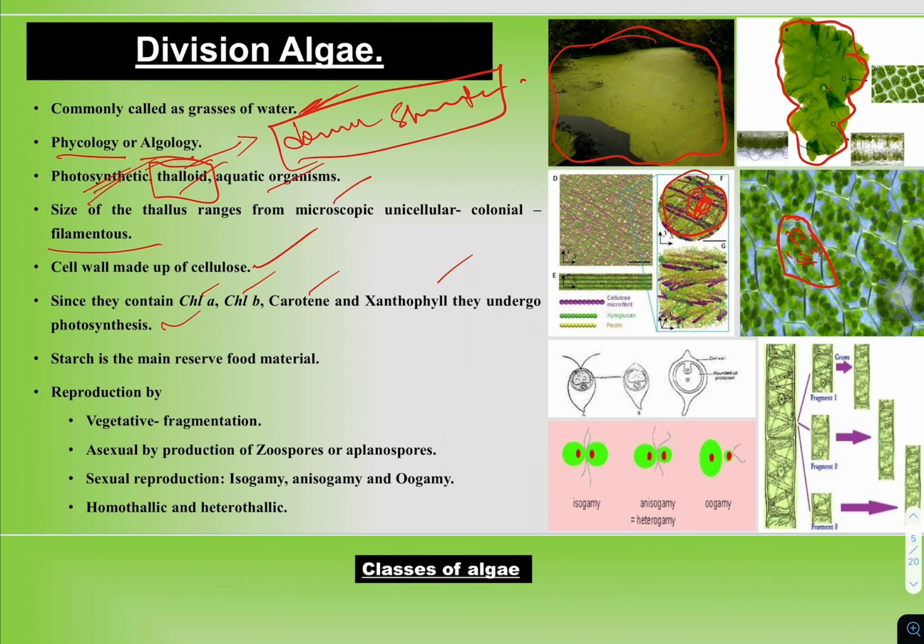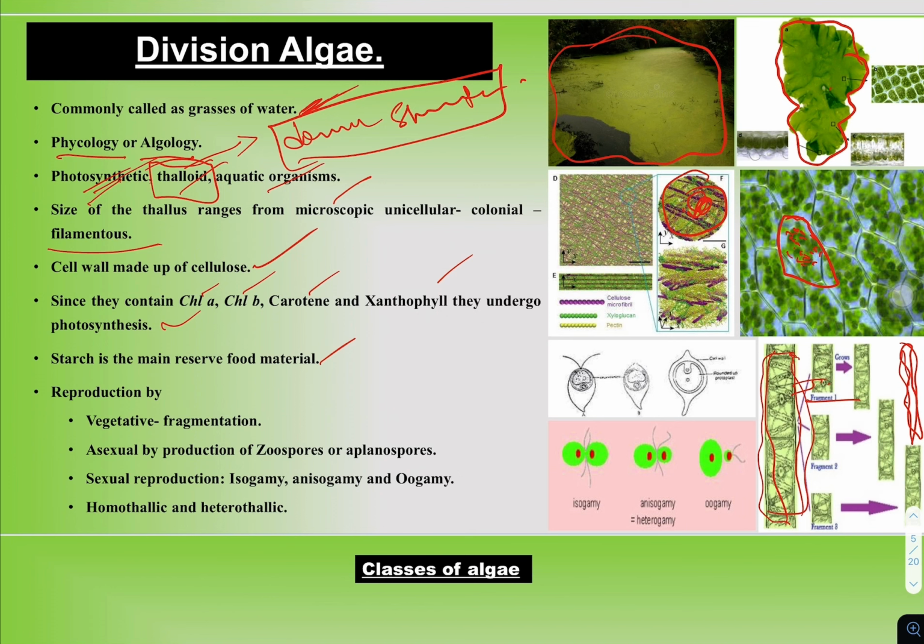Next, starch is the main reserve food material. The food is stored in the form of starch and in other forms also. We will discuss it later. Next, reproduction takes place by vegetative means, that is fragmentation. Vegetative reproduction is a type of reproduction where the new organism is produced from the single parent body itself. See here, this is one alga, Spirogyra. It breaks down and gives rise to a number of small pieces. Each piece grows into a new complete organism. This is called fragmentation, and it comes under vegetative propagation.